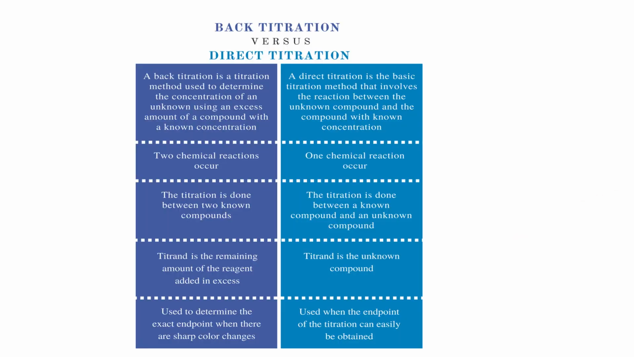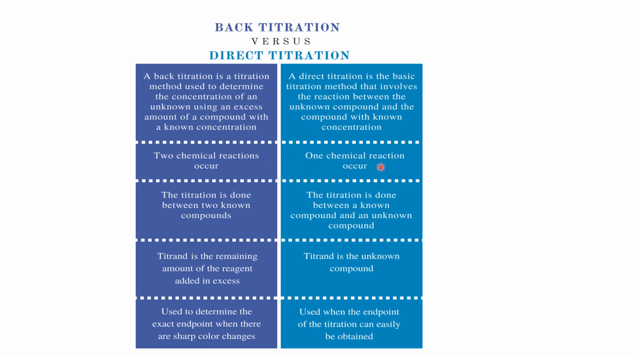So I hope you have understood direct titration and back titration. Let us see here the difference. A back titration is a titration method used to determine the concentration of an unknown solution using an excess amount of a compound with a known concentration. A direct titration is the basic method where you just titrate a known with an unknown. Here two steps are involved. This is back titration. I've taught you first direct then back, so here it is written in the opposite way. This is the one which is direct titration and this is back titration, so don't get confused.